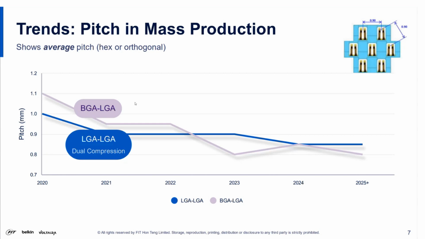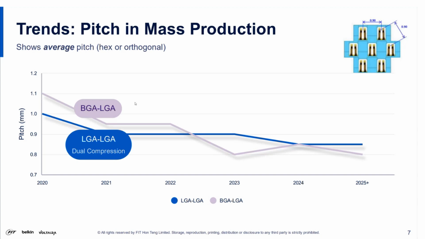This is a dual compression. An example of one is on the right-hand side. This is where there is no surface mount solder ball reflow, where the socket or interposer has a compression beam on the top and the bottom side. That's been holding pretty steady across the years, right around the 0.8 to 0.85 trend. But again, we're seeing those two lines converge in a similar.